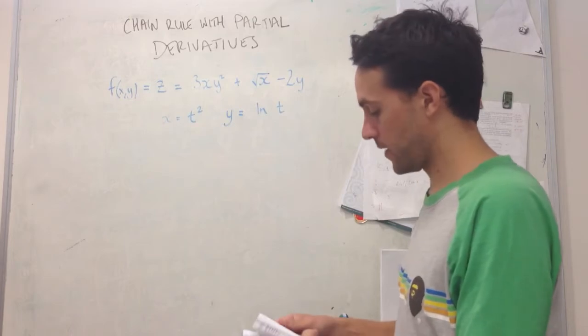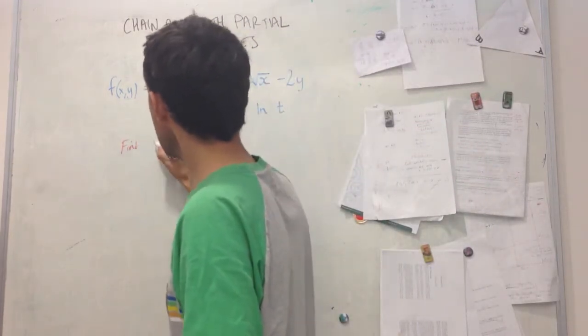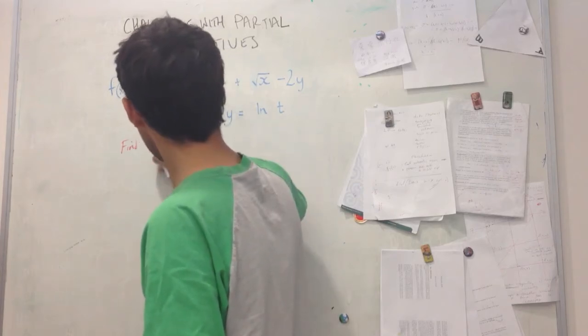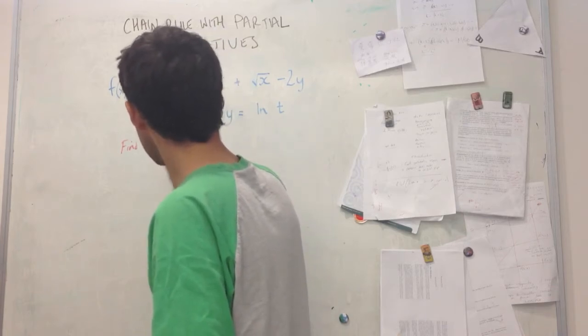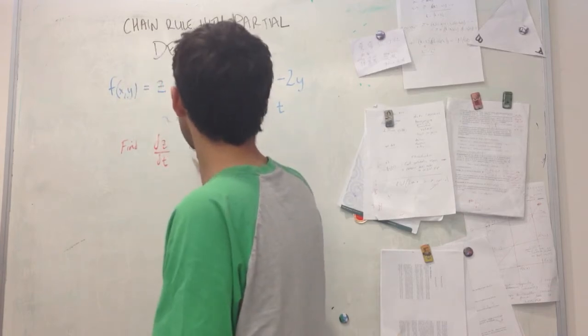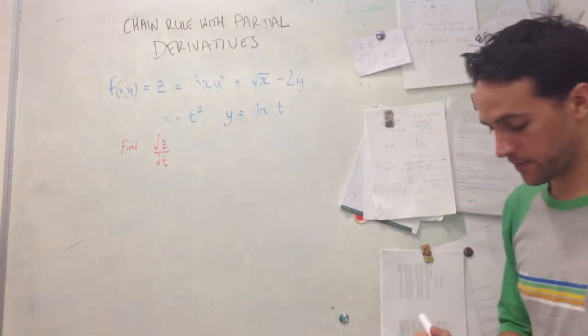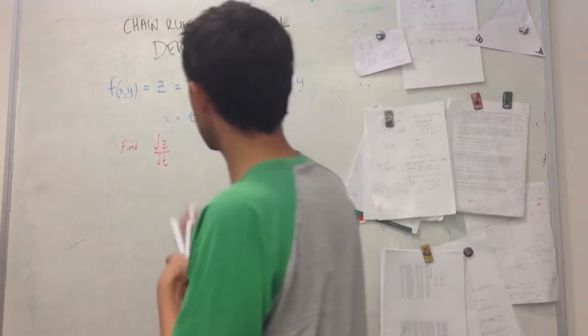So in this question we want to find dz/dt, let's find dz/dt, and using the partial derivatives.